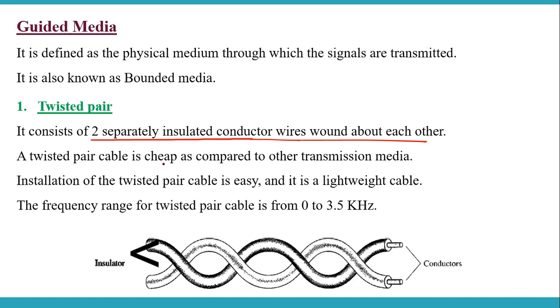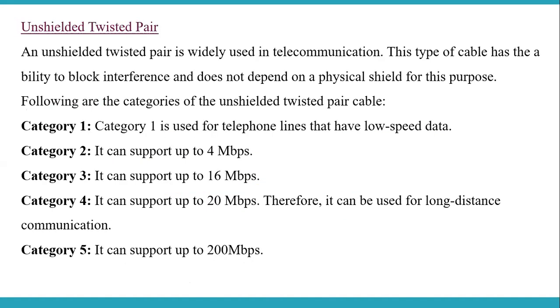A twisted pair cable is cheap as compared to other transmission media. Installation of twisted pair cable is easy and it is a lightweight cable. And the frequency range is from 0 to 3.5 kilohertz. ठीक है, ये इसके पार्ट्स हो गए. क्या कि ट्विस्टेड पेयर जो है it contains two separate conductor wires that are wound about each other. It is cheap as compared to other transmission media, and its cabling मतलब installation is easy and it's a lightweight cable. आया आपका unshielded twisted pair.